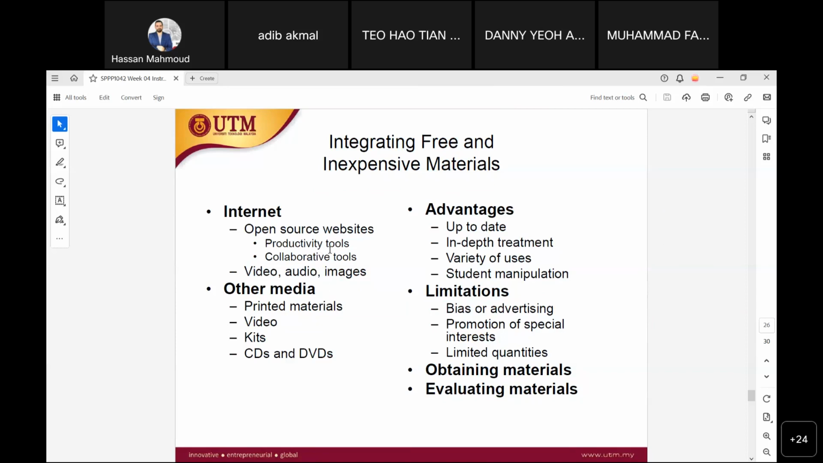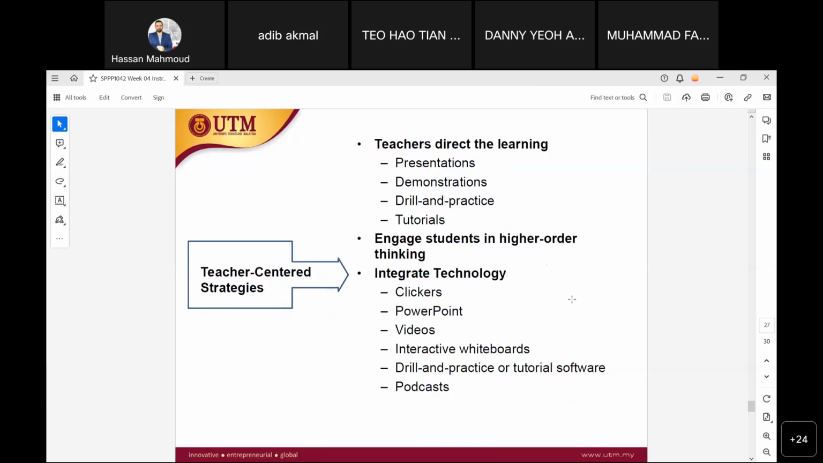The advantages of including such materials are that they are up to date and offer in-depth treatment. It gives you more extra information. For the limitations, as I mentioned, you need to avoid any bias, advertising, or promotion of special interests, and anything that is not related or is misleading to your students.